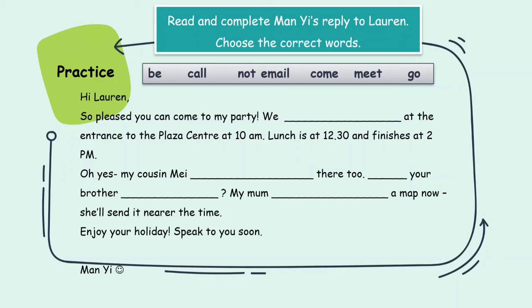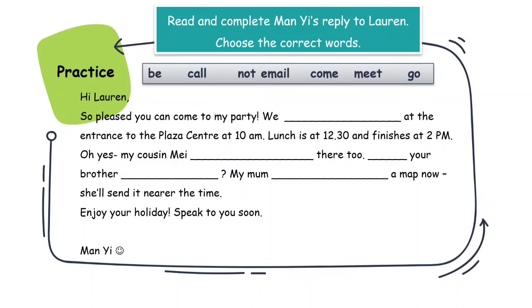Here is a practice. Read and complete Mandy's reply to Lauren. You can choose the correct words below. I provide 6 options. There are be, call, email, come, meet, and go. Can you please complete the blanks, and then later we can check the answer together.